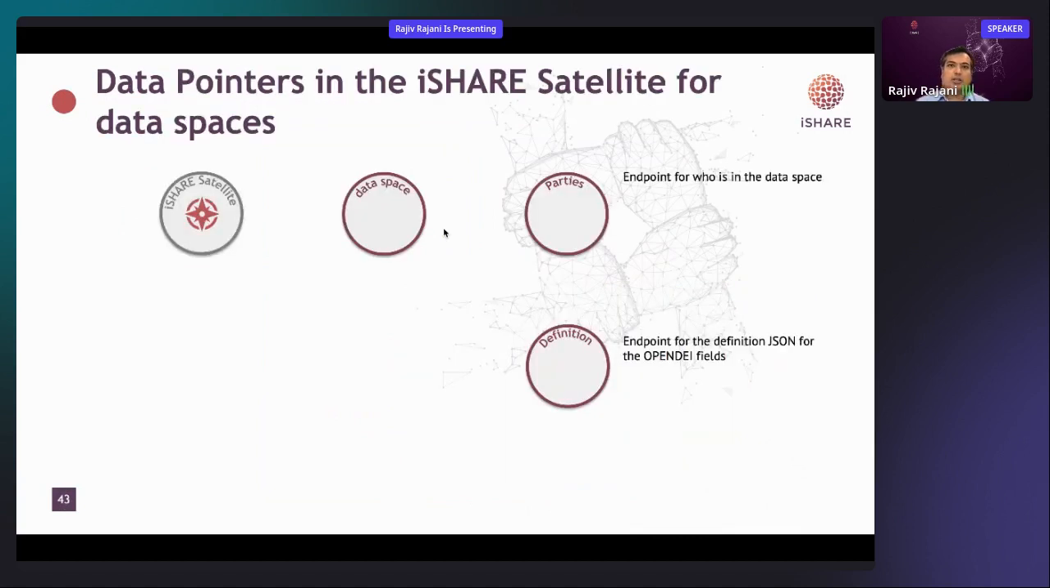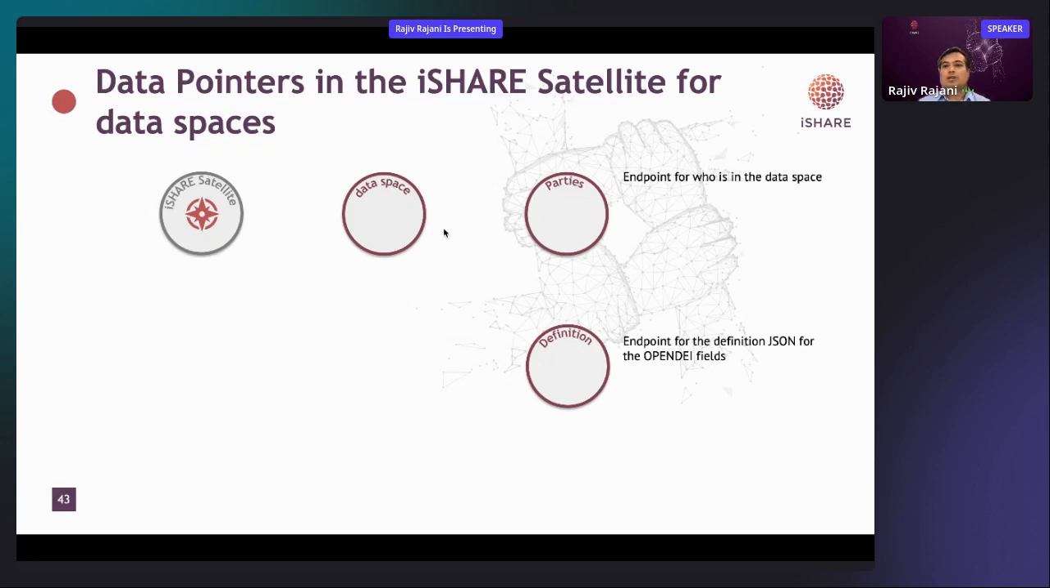A brief on data value creation, as in iShare, what it covers basically, as I mentioned, the data pointers in the satellite from the participants for the data spaces. So when you query a particular party, a participant who is registered via your satellite, you can see which data spaces that party is registered or operational in, right? So you can also see which data spaces that participant is known in, or well, complies to, in that sense. It is known in all data spaces.